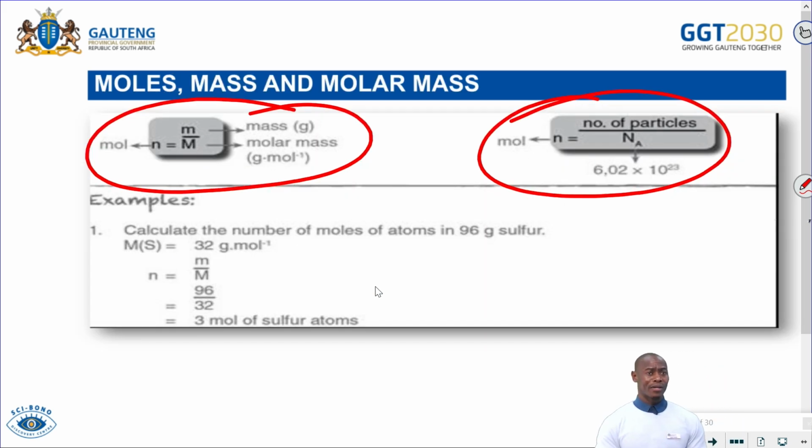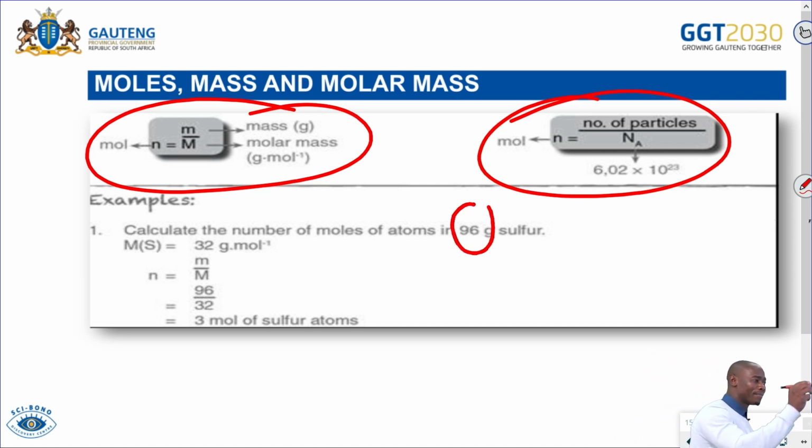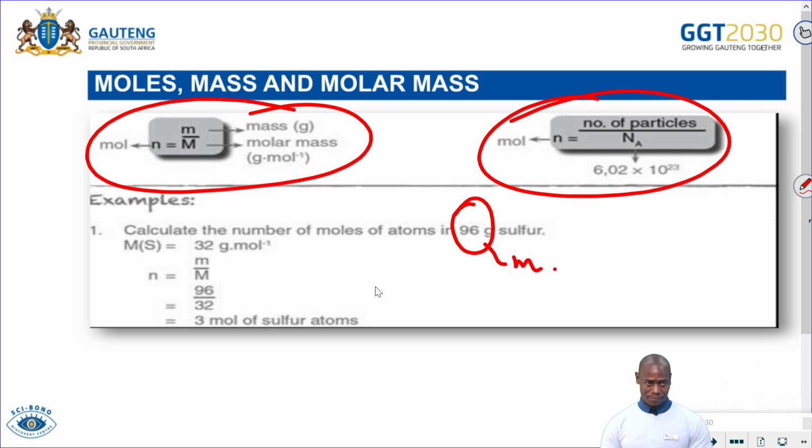All right, so let's look at examples. Here we are required to calculate the number of moles. So we are focusing on these two equations: n equals mass over molar mass, and n equals number of particles, which is capital N, divided by the Avogadro's number. Here we are requested to calculate the number of moles of atoms in 96 grams of sulfur. So you are given the mass of sulfur, 96 grams.